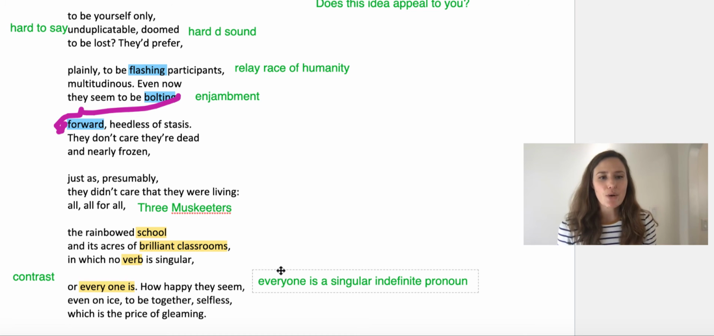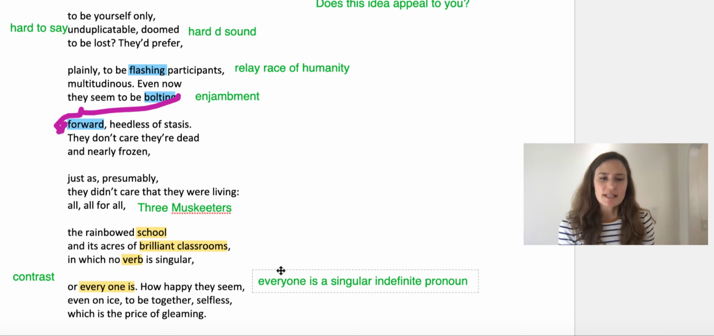It's also worth noting that everyone, as one word, is technically a singular indefinite pronoun, but most of us, when we're speaking informally, use it as if it's plural. That's why we should say everyone is blah, blah, blah, because it's a singular indefinite pronoun. So maybe there's a little bit of a joke there.